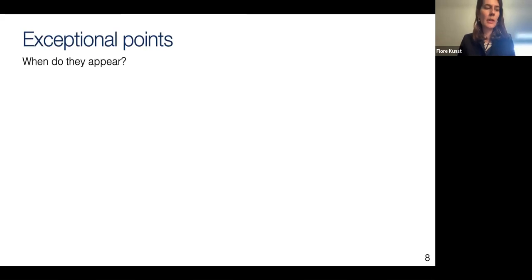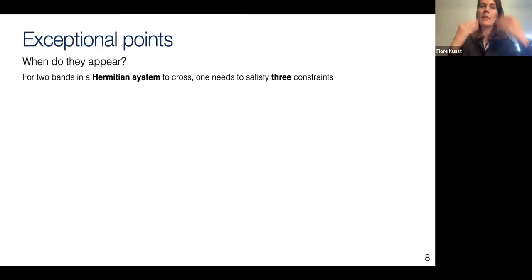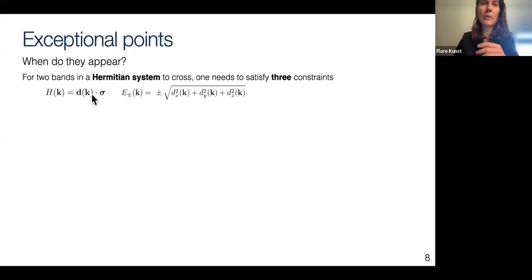Okay, so now we have seen a very simple example, which holds something that you see in more or less all non-Hermitian systems, namely exceptional points. So let's now ask ourselves the question, when do these points appear? So let's take a step back and actually first start with the question, when do two bands cross in Hermitian systems? And it's quite easy to see that for two bands to cross in a Hermitian system, one needs to satisfy 3 constraints. And you can see that from the following equation.